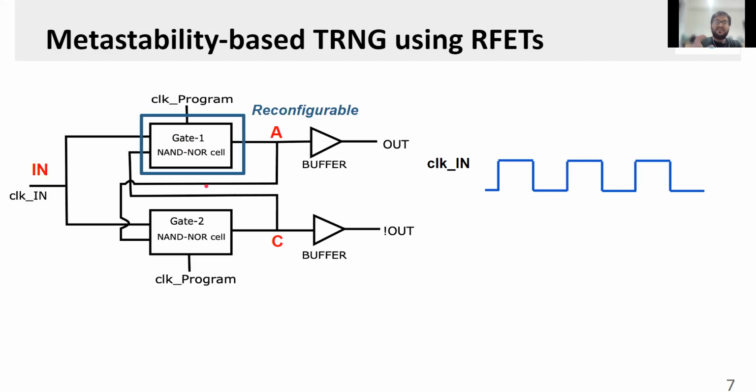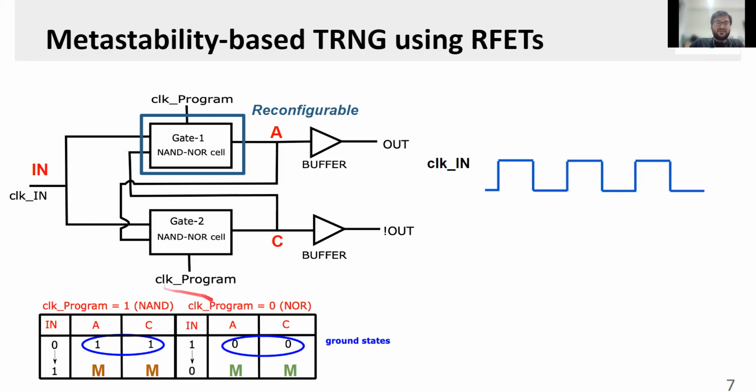Now, these NAND-NOR cells are reconfigurable. That means it can be configured as NAND or NOR. This configuration is taken care of by the clock program signal. If I look at the table below, we can see that if the clock program equals 1, the functionality is NAND, and if the clock program is 0, the functionality is NOR. And we can see that if A and C are given a value of 1, and the input switches from 1 to 0 or 0 to 1, we get a metastability condition.